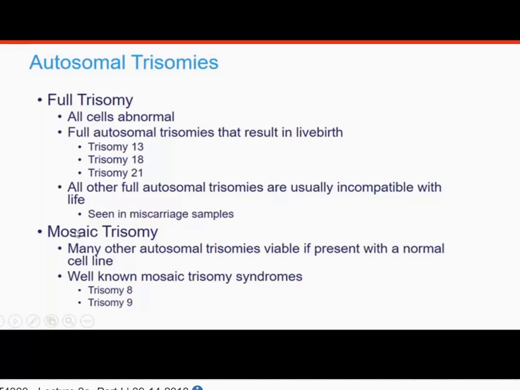I think you've been introduced to the concept of mosaicism. Many of the autosomal trisomies are viable in a mosaic form. Some of the well-known ones, well described in the genetics literature, are trisomy 8 and trisomy 9. I've had a lot of experience in prenatal diagnosis with seeing mosaic trisomy 15 and mosaic trisomy 7.